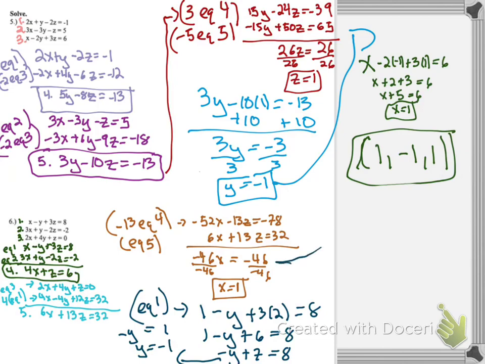And then our last step is going to be just writing that as our ordered triple. So once again, when we write this, we have our x value as 1, negative 1, and 2.